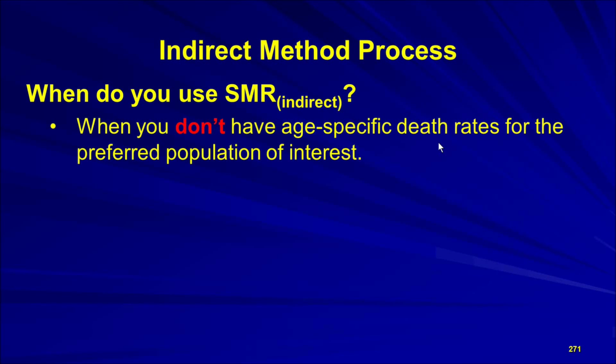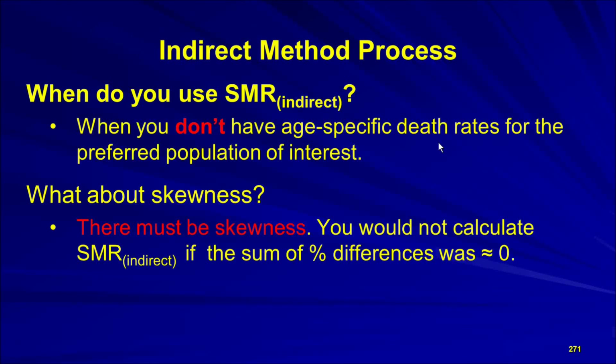Okay, so now this is repetitious. When you don't have age-specific death rates for the population of interest, you use SMR indirect. Okay, second, what about skewness? There must be skewness. That doesn't change. So with a direct or indirect method, you've got to have skewness, and you figure it the same way. And we say, well, you don't do anything with it if it's about 0. I would say you calculate it anyway to see if there's any adjustment or change in the crude death rate, but I leave that up to you.